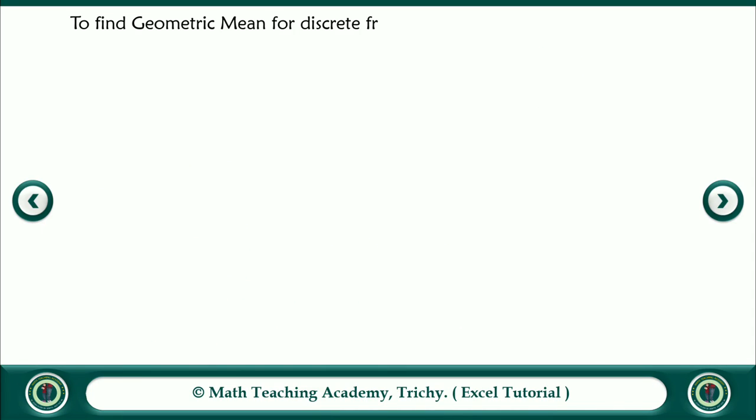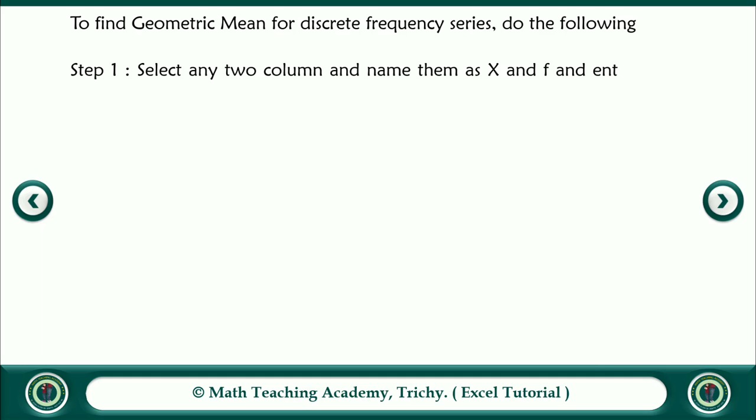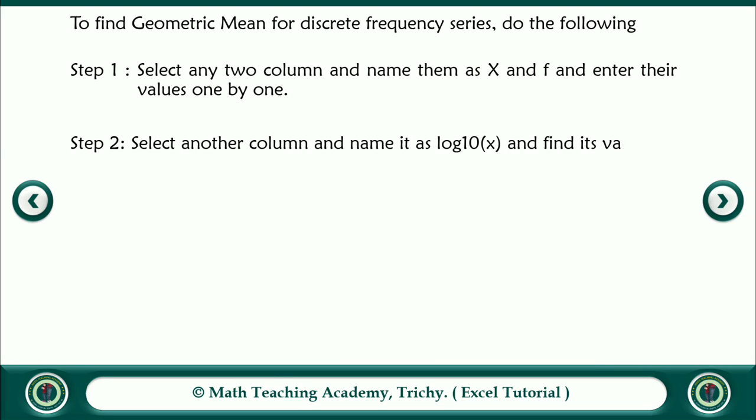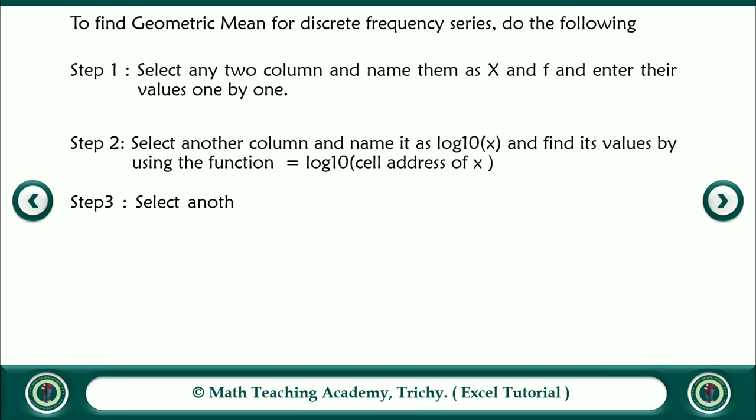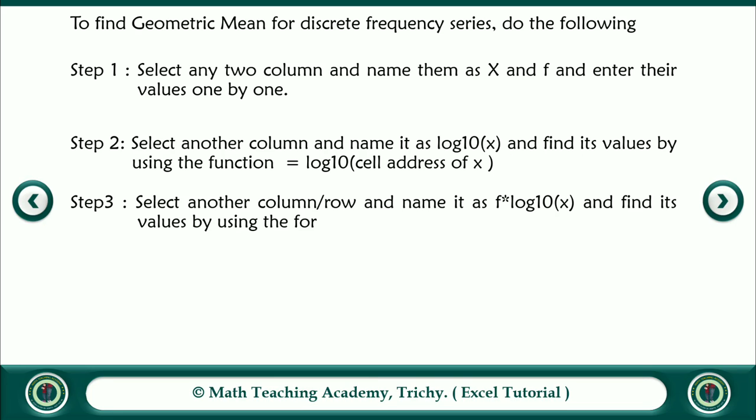To find the geometric mean for discrete frequency series, do the following steps in Excel. Step 1. Select any two columns and name them as x and f and enter their values one by one. Step 2. Select another column and name it as log 10x and find its value by using the function equal to log 10 of cell address of x. Step 3. Select another column or row and name it as f into log 10 of x and find its values by using the formula equal to cell address of f into cell address of log 10 of x.